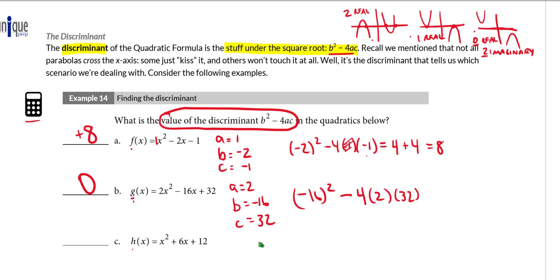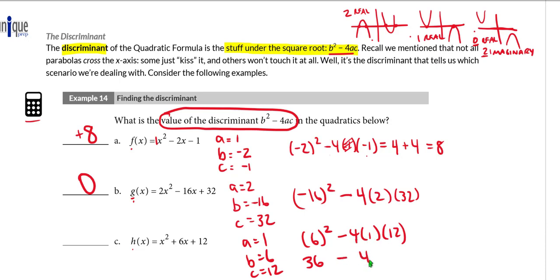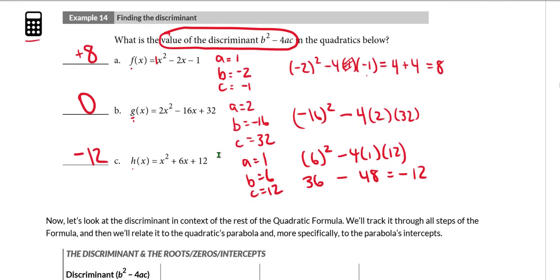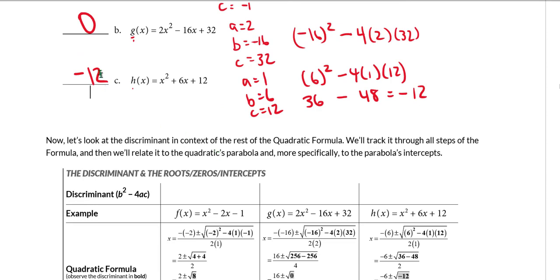For function h, we have a equals 1, b equals 6, c equals 12, and we are doing b squared minus 4ac, and here we're going to get 36 minus 4 times 12, 48. So we're going to get something negative. I believe it's -12. I hope it's -12. Again, I should be checking this in the calculator since I'm allowed to, but all I really need to know at this point is that I'm getting a negative discriminant there.